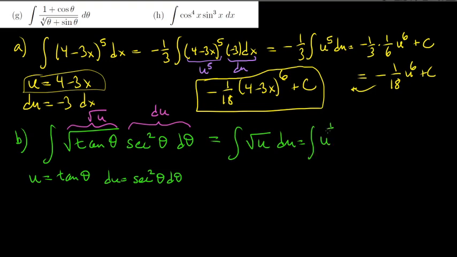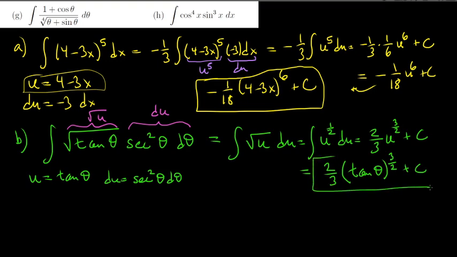And power rule, u to the 1/2. So this will be 2/3 times u to the 3 over 2 plus c. And then, of course, u was tangent. So 2/3 times tangent theta to the power 3 over 2 plus c.